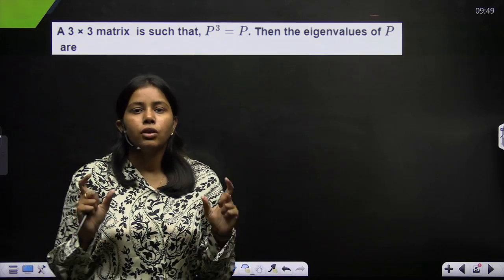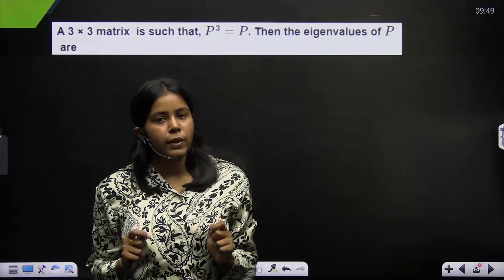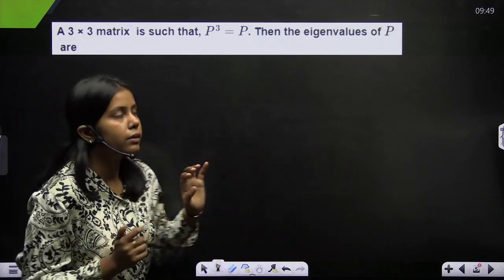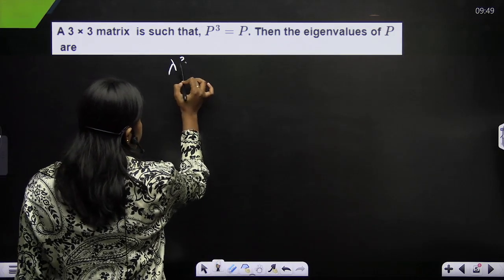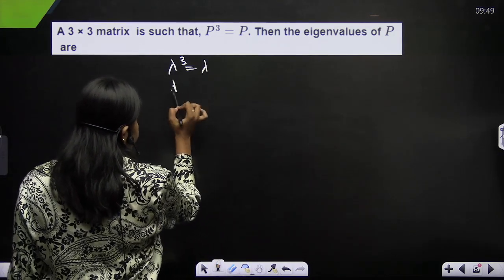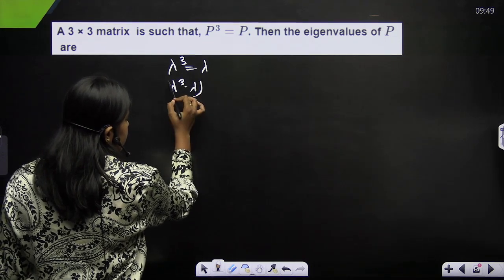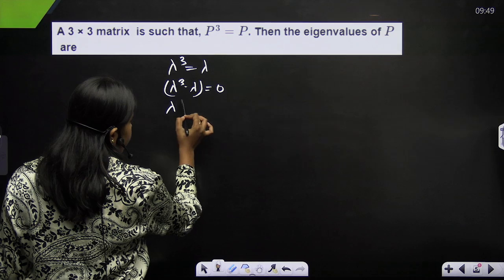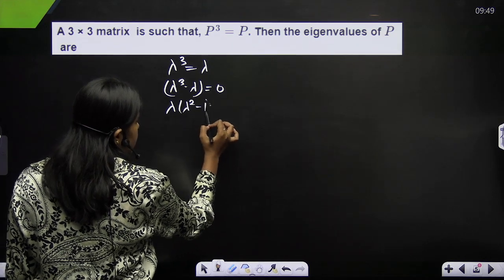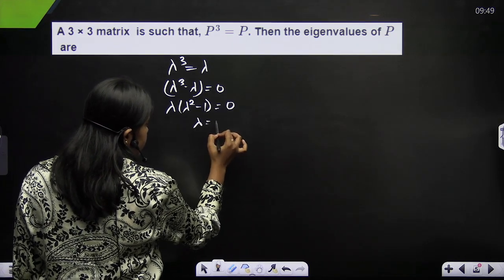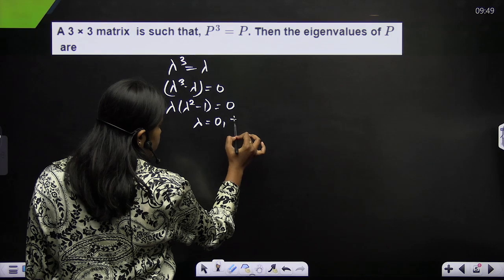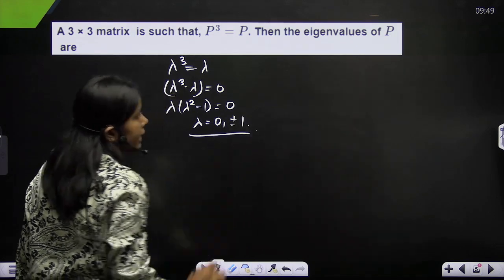So you know one thing, that every matrix satisfies its characteristic equation, and the reverse holds as well. So lambda cube equals lambda. So lambda cube minus lambda is equal to 0. Lambda into lambda square minus 1. Lambda would be 0, 1, 0, plus minus 1. So we can have these 3 eigenvalues.